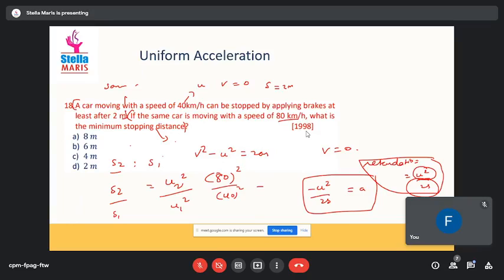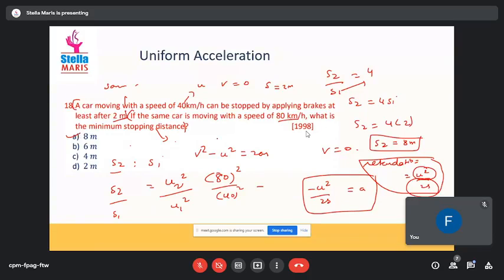When you equate this, S2 by S1 is equal to 4. So S2 is equal to 4 into S1, and S1 is 2 meters. So S2 is equal to 4 into 2, so S2 is equal to 8 meters. So 8 meters is the correct answer. Okay, so you're getting this?